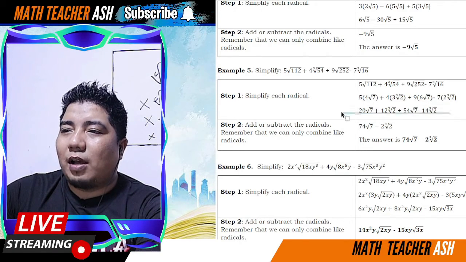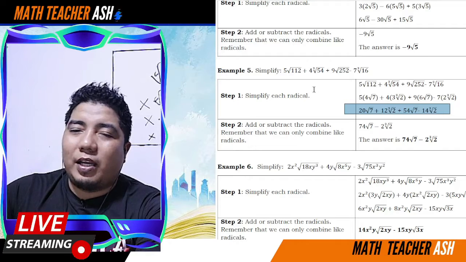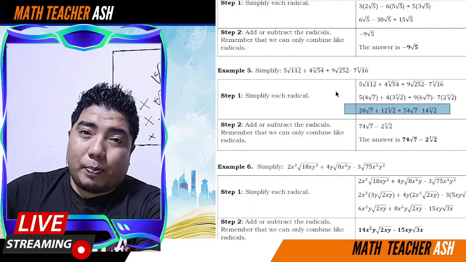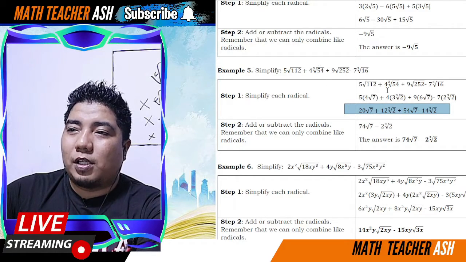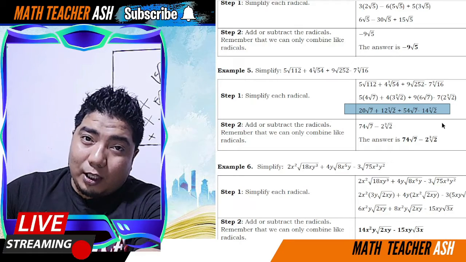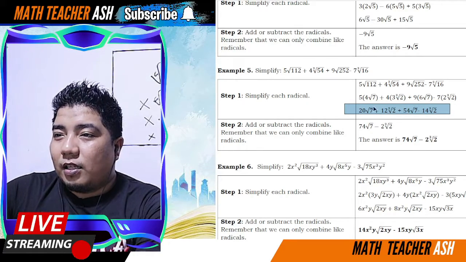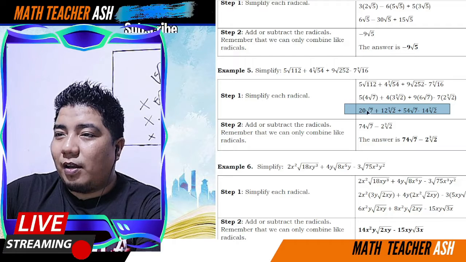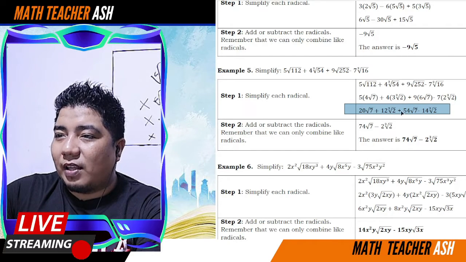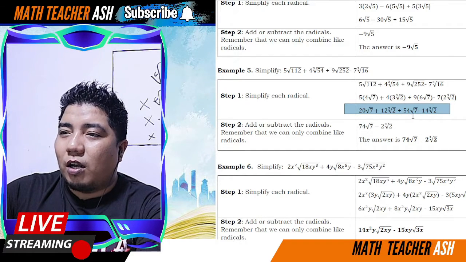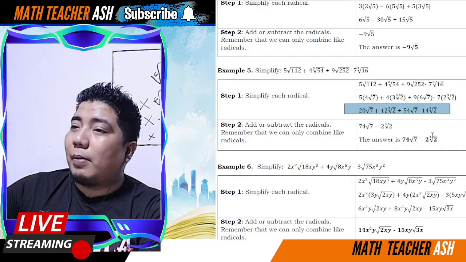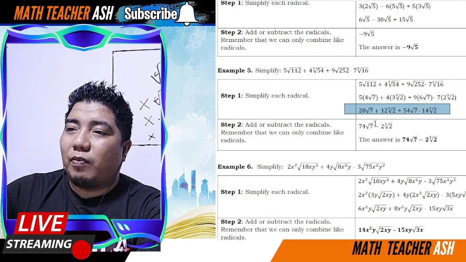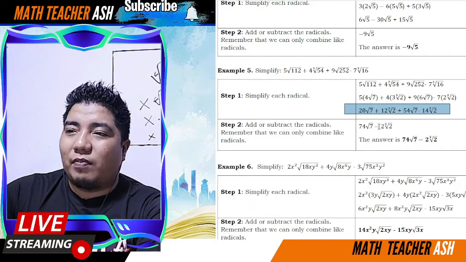So, ngayon, ito na ang mga simplified expression mo sa bawat terms. However, right now, you need to observe. This one, square root of 7, ang radicand niya, ito may square root of 7 radicand din. So, they are like terms. So, pwede mo silang pagsamahin. 20 plus 54, that is 74 square root of 7.